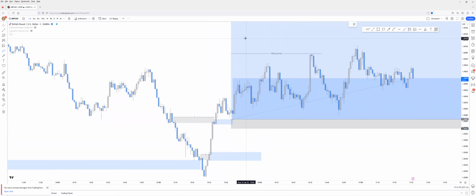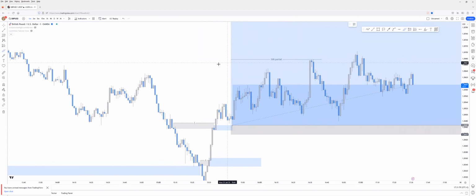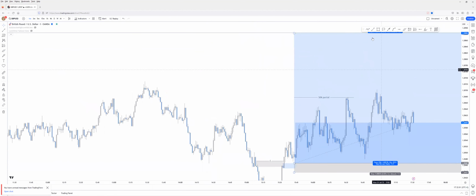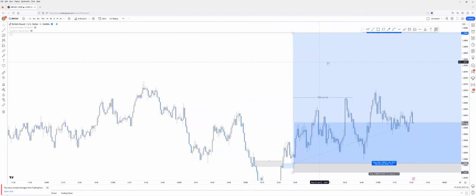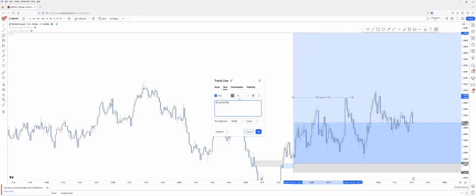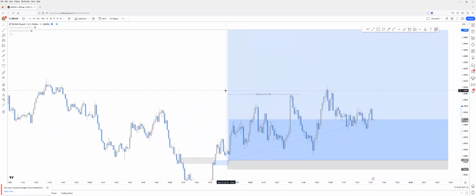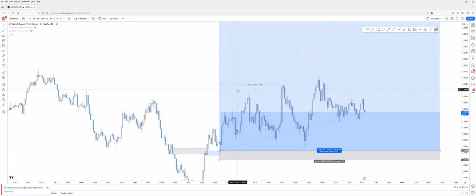The decisional tagged me in. Then it ran up to 50% partial. So I booked partials here, which was a 7 risk reward ratio, because the total risk reward ratio is 14. So it was a perfect 7 risk reward partial for me. I removed 50% off of my whole lot size. And yeah, partials booked. Position is still running.